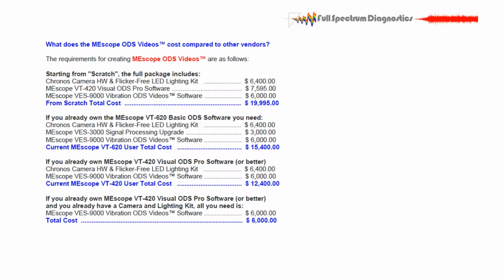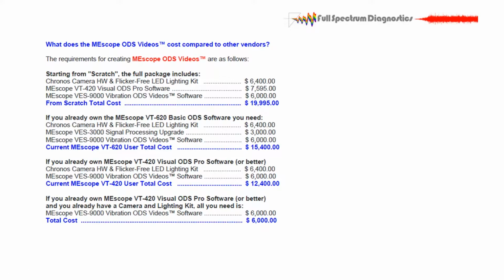What does it cost? It depends on what you have. If you have MEscope software, it's cheaper. There are things that you won't need. But if we're starting from scratch, the full package includes a camera, flicker-free lighting kit, tripods, the whole bit. It includes the VT420 Visual ODS Pro software that you're going to need for the signal processing, and it also includes VES 9000, which is the ODS video option. So from scratch, it's just under $20,000.